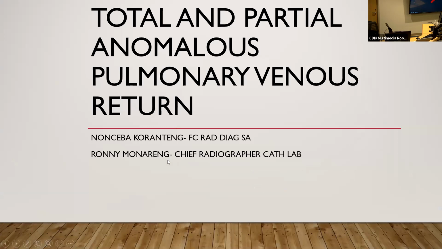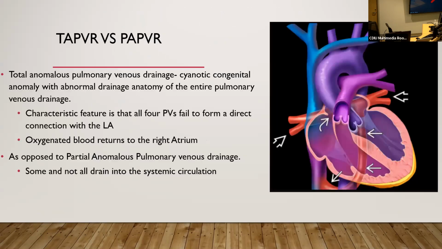Hi, everyone. My name is Nongceba Quarantine. I am a radiologist at Nelson Mandela Children's Hospital. And I'm presenting with Ronnie Munareng, who's a chief radiographer in the cath lab. So we're going to be presenting on total and partial anomalous pulmonary venous return. And we have a case that we're going to present as one of the cases we've seen early in the year. So what is total anomalous pulmonary venous return as opposed to the partial anomalous venous return?